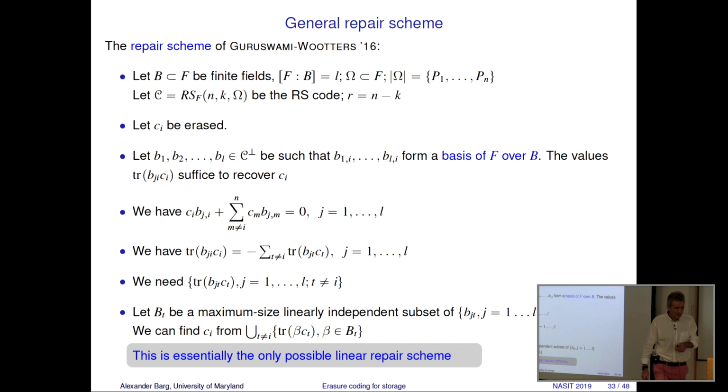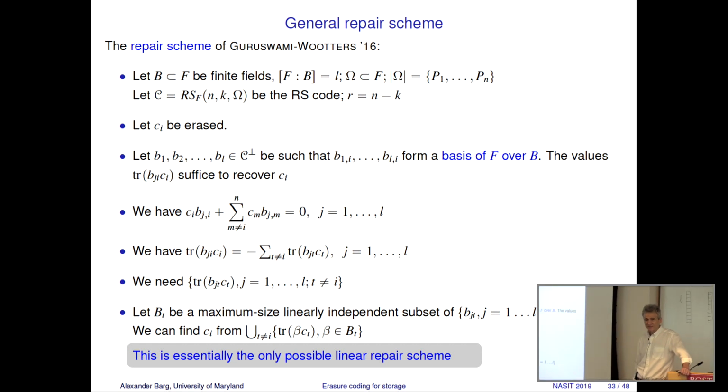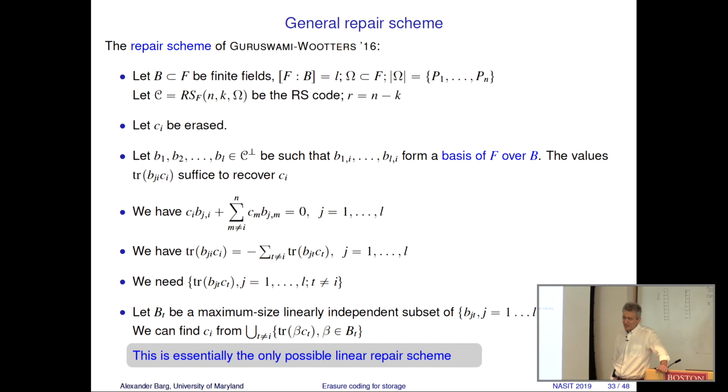So a scheme defined in these general terms, in fact, is the only possible linear scheme. This is quite an impressive result, right? There are no other linear schemes but this one. Is there a nonlinear scheme? Maybe. But the linear schemes have been characterized. Very nice.